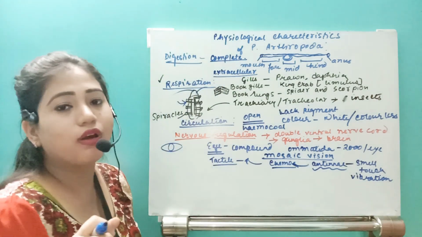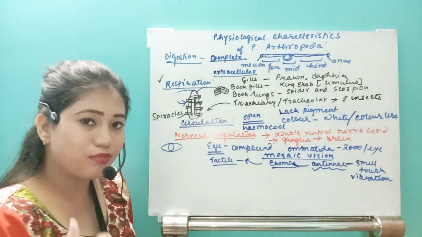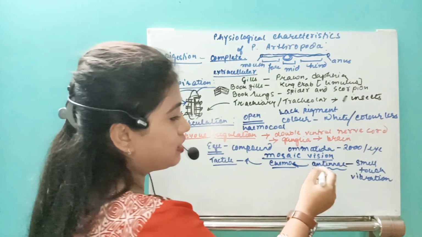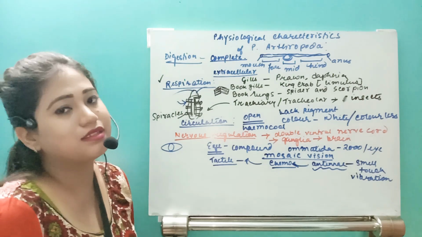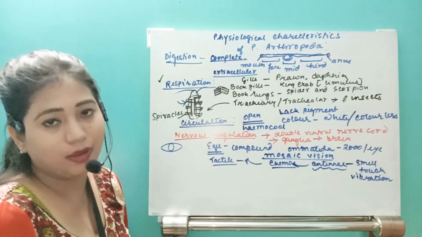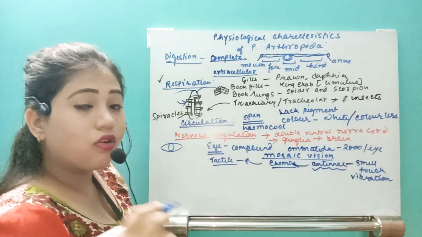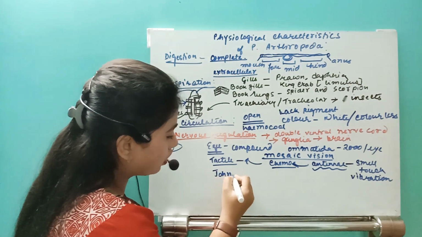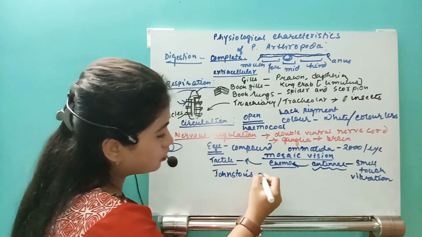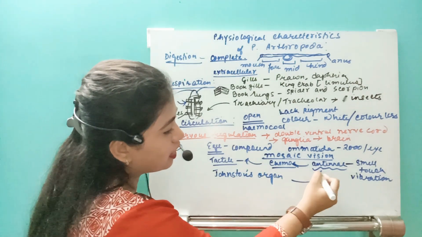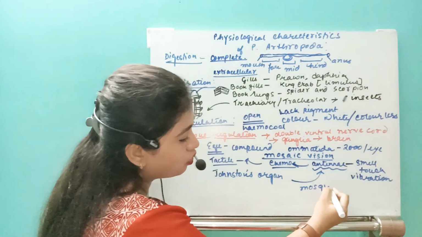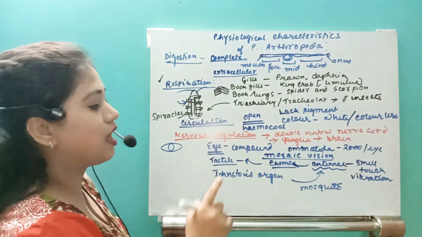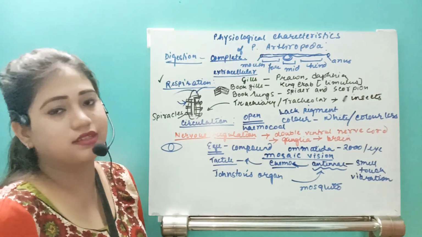Which organ of your body is responsible for understanding vibration? It is the ear, by which we are able to hear. So this antenna is also acting with that same function. They can understand vibration. Another organ I can tell you, this is important, is known as Johnston's organ. Okay, so this is Johnston's organ, which is present on the antenna of the mosquito, which is also a sensory organ.